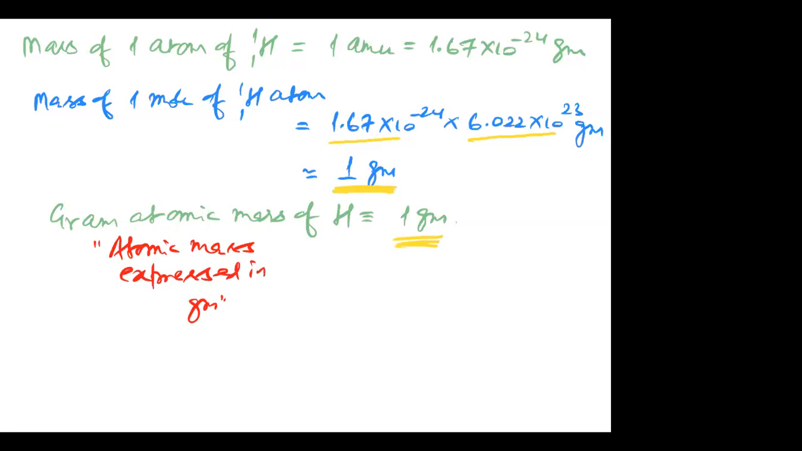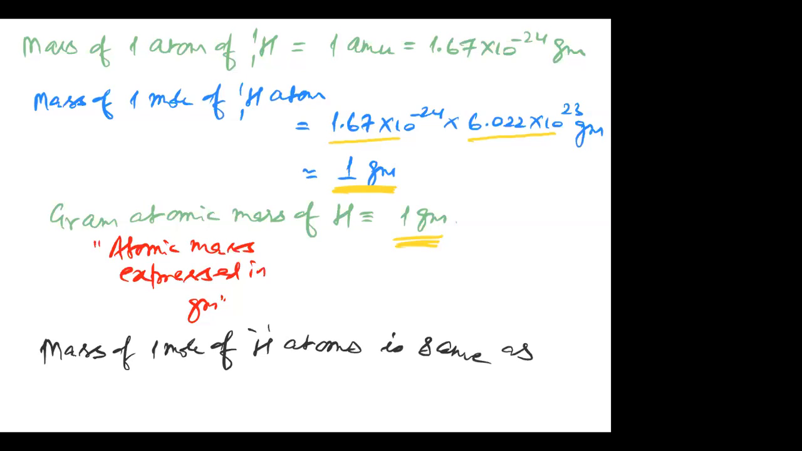So simply you can say the mass of 1 mole of hydrogen atom is the same as its gram atomic mass. Mass of 1 mole of hydrogen atom is the same as its gram atomic mass.